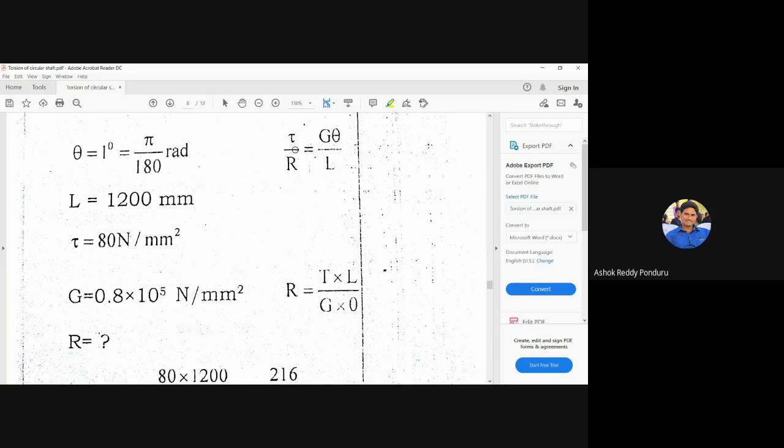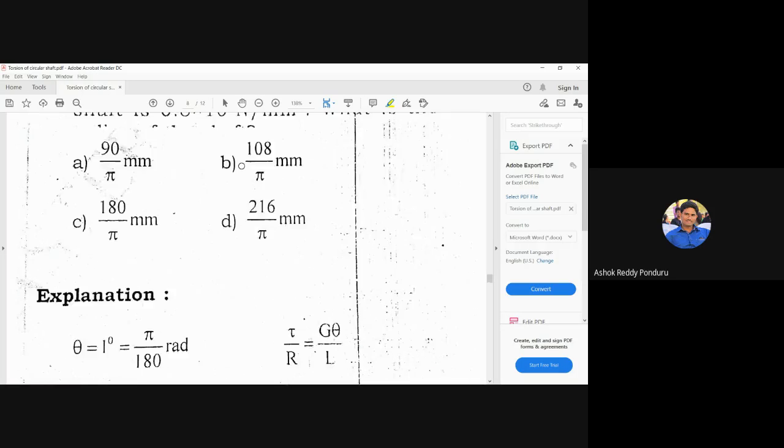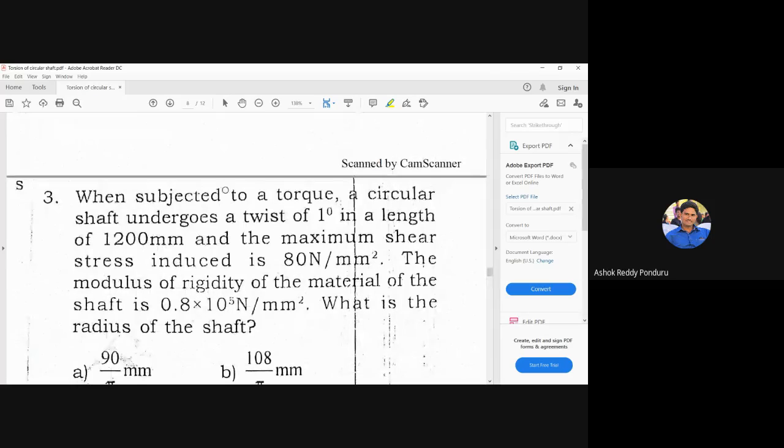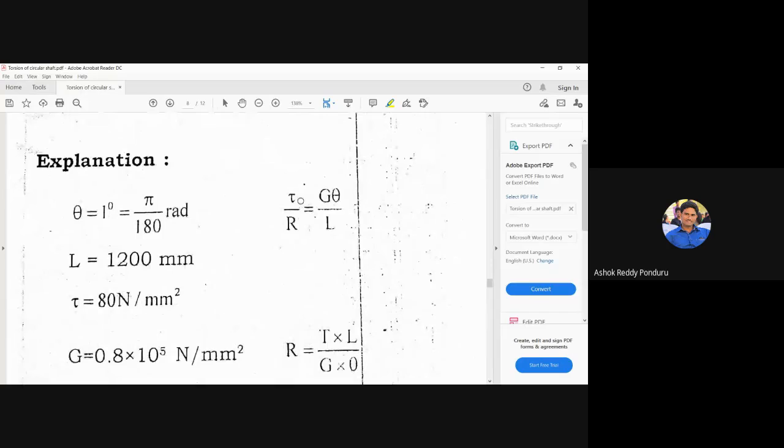How to find it? There is one relation. Tau by R is equal to T by J, but the T value is not given, that's why I am not considering T by J. Look at this problem: when the shaft is subjected to torque, it just mentions that. How much torque is not mentioned. If the torque were given, we could find it that way, but it is not given. That's why we take the relation tau by R is equal to G theta divided by L. From this, R is equal to, can I write it like this?